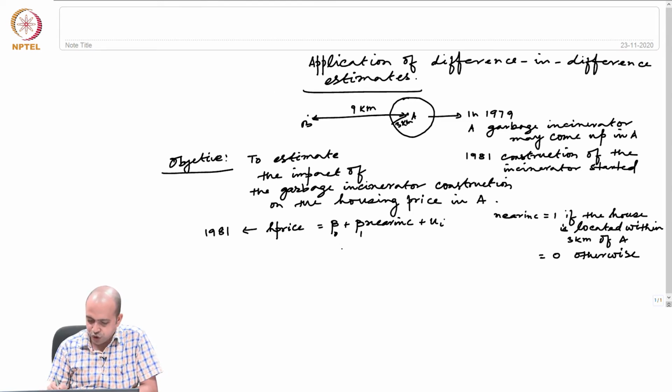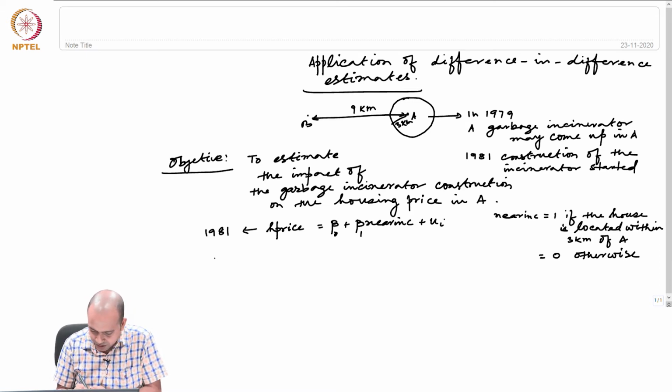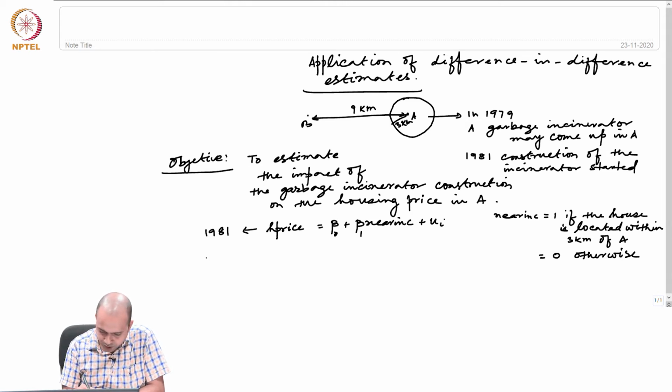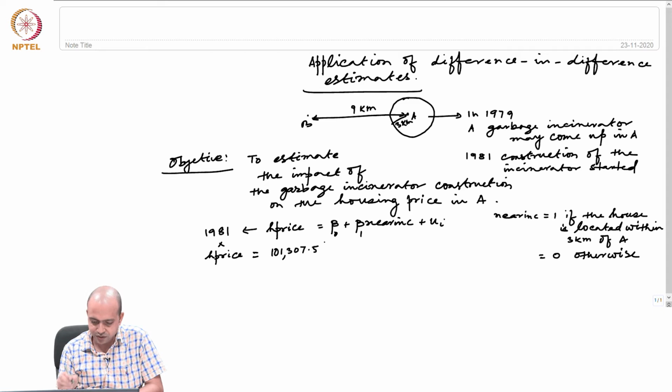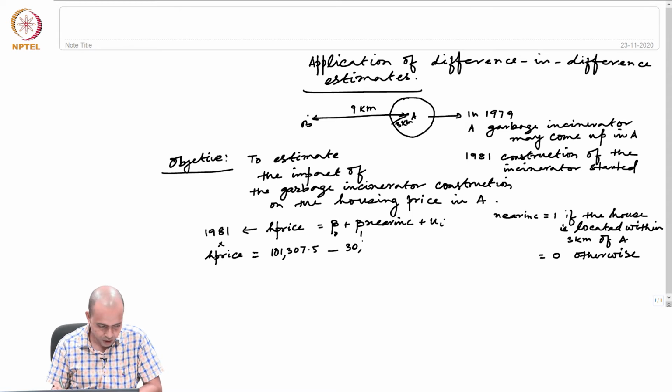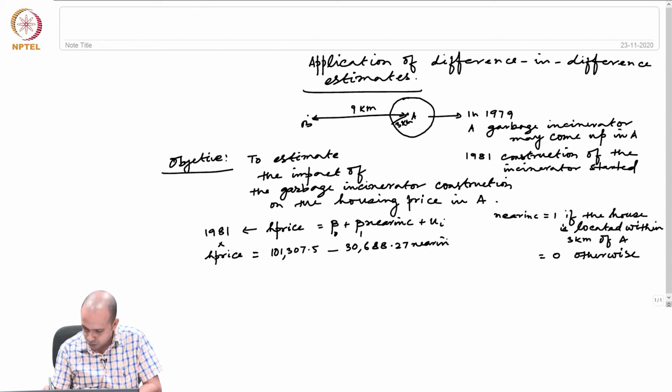You have estimated this model in 1981, and the result of the estimates is: housing price, H price, equals, let us say, 101,307.5, this is the value of beta 0, minus 30,688.27 near INC.